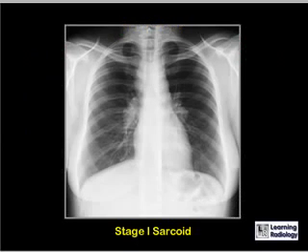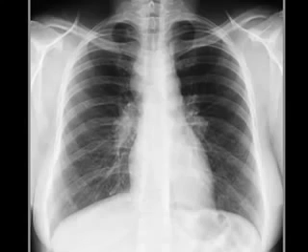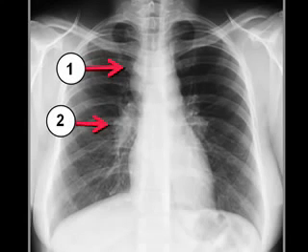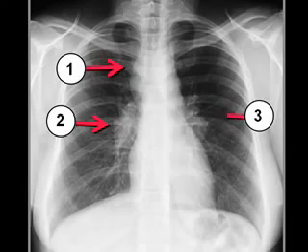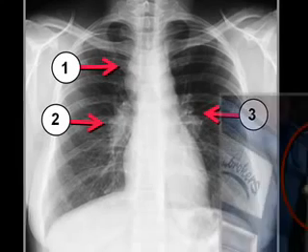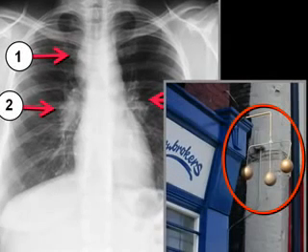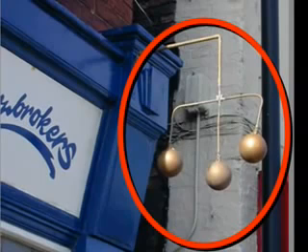This is a frontal radiograph of a patient with stage 1 sarcoid. There's a soft tissue density in the right paratracheal area. There is enlargement of the right hilum, and there's enlargement of the left hilum. This is an example of the pawnbroker sign, and the insert shows an actual pawnbroker sign which hangs outside of a pawnbroker shop and represents those 3 brass balls.